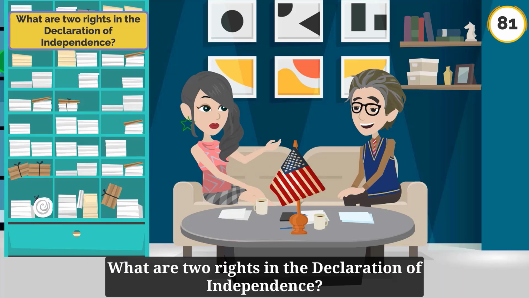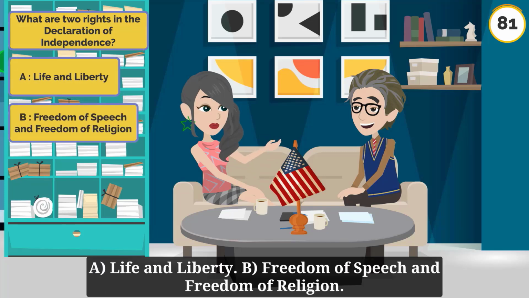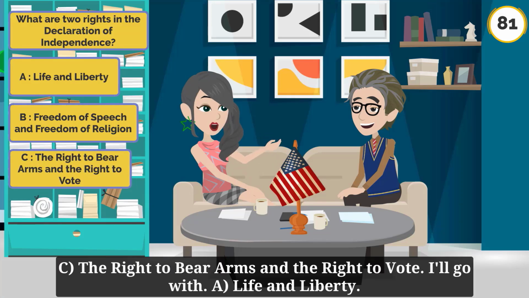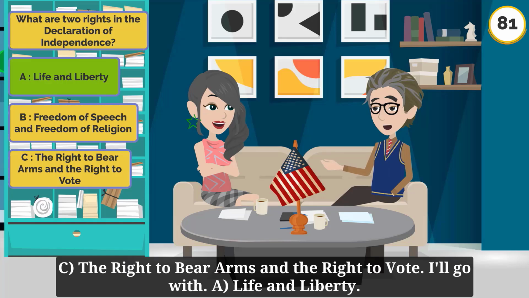What are two rights in the Declaration of Independence? A. Life and liberty. B. Freedom of speech and freedom of religion. C. The right to bear arms and the right to vote. I'll go with A. Life and liberty.